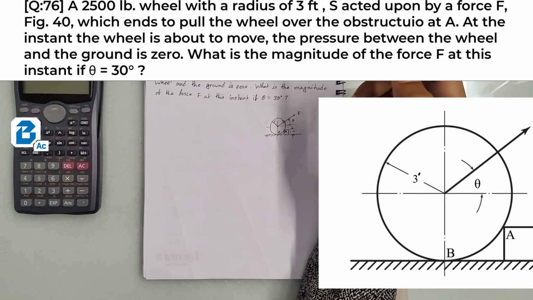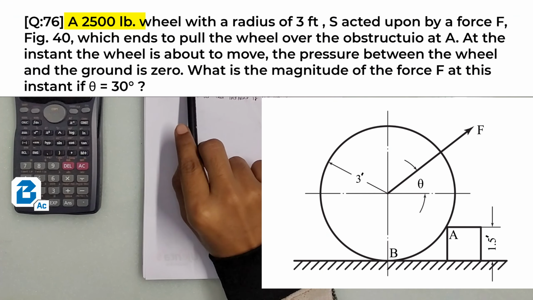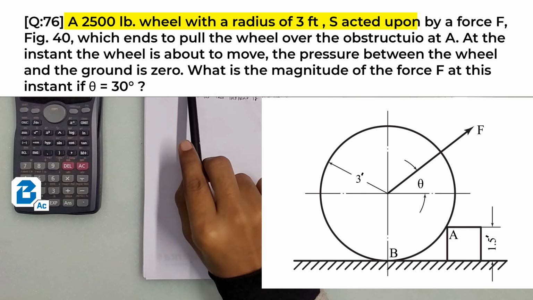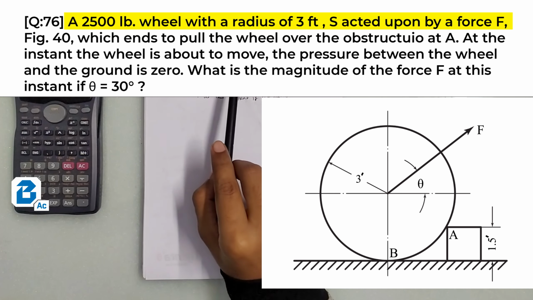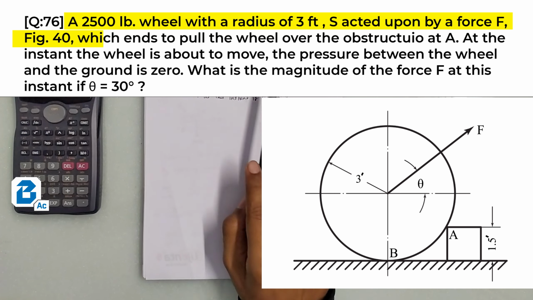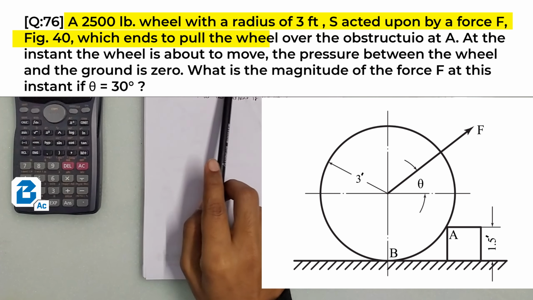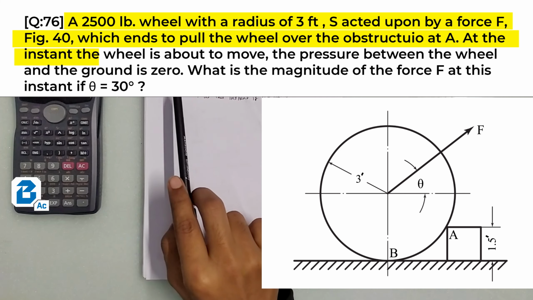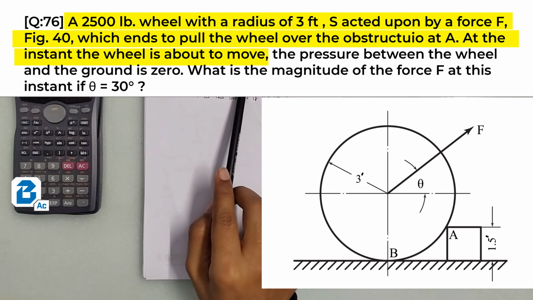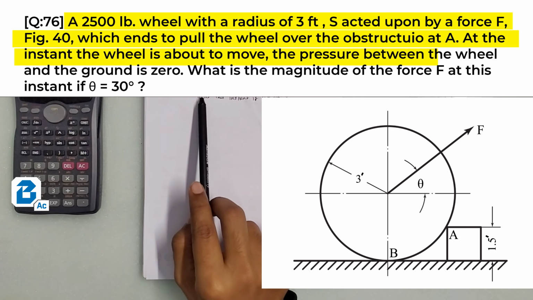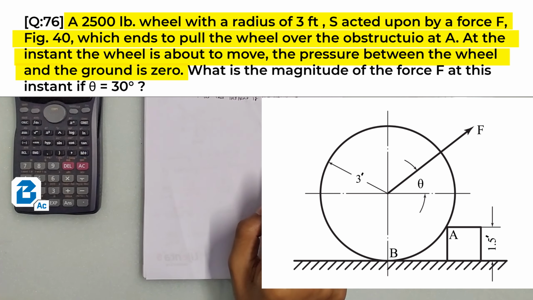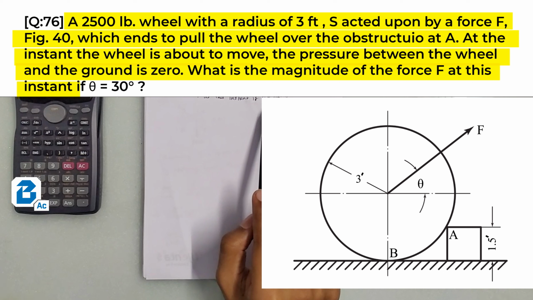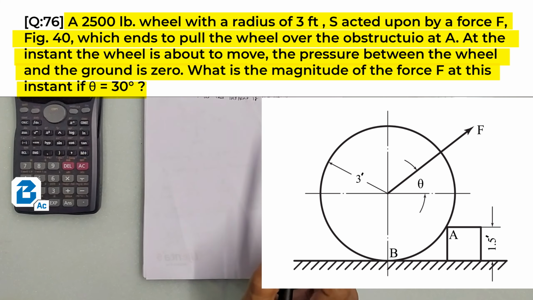Here the problem states a 2500 pound wheel with a radius of 3 feet is acted upon by a force F, figure 40, which is this one, which tends to pull the wheel over the obstruction at A at the instant the wheel is about to move. The pressure between the wheel and the ground is 0. What is the magnitude of the force F at this instant if theta equals 30 degree?